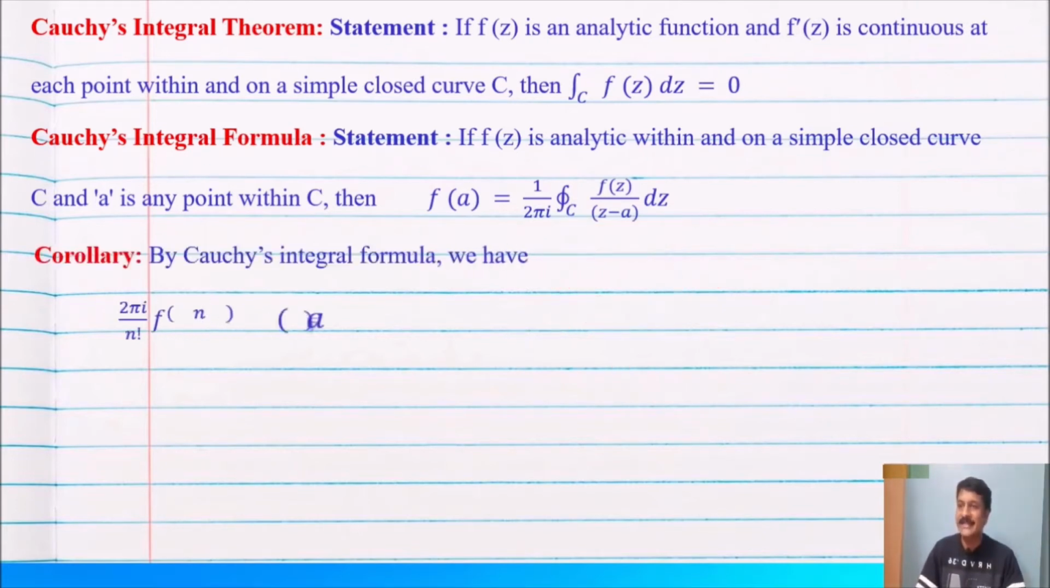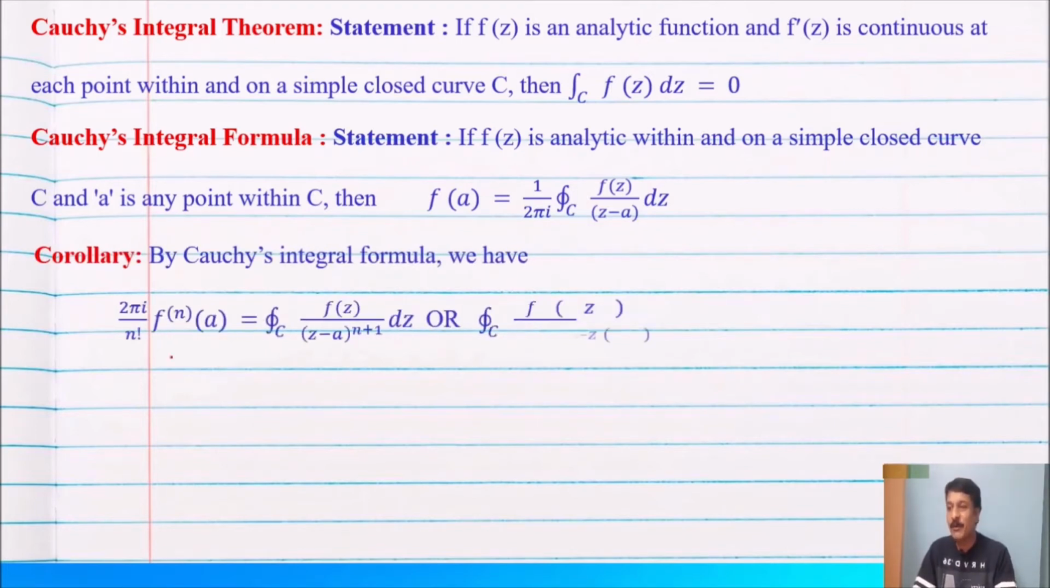So I can extend this by Cauchy's integral formula. We have 2 pi i upon n factorial, nth derivative of f of a, that is equal to integration over C of f of z upon (z minus a) raised to n plus 1 dz. Or the same thing I can write as contour integration over C of f of z upon (z minus a) raised to n.